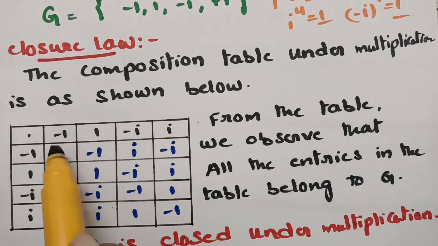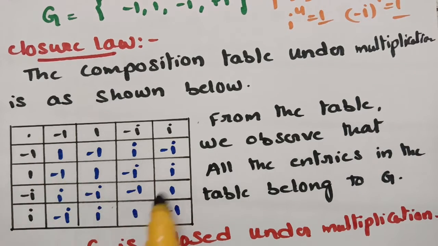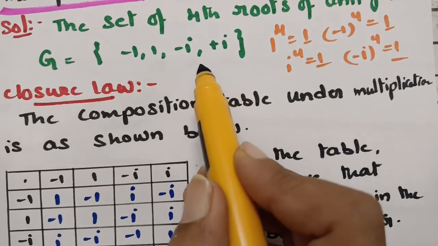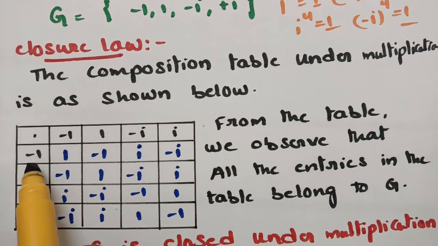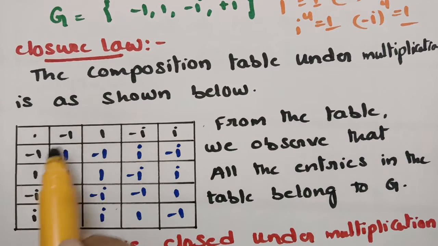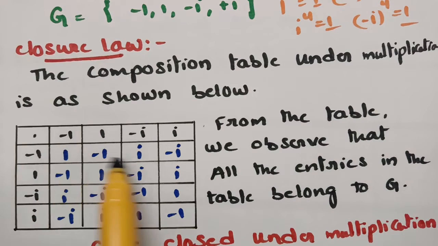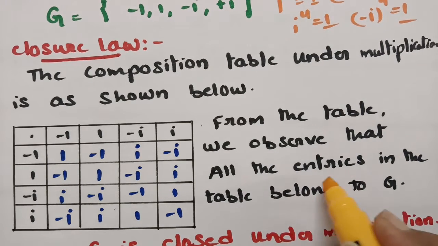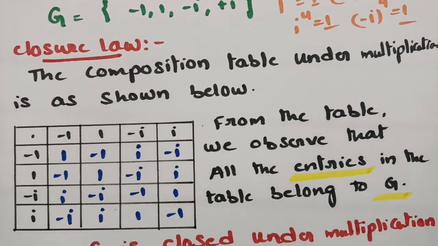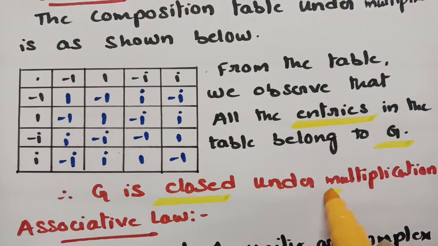So whenever I take two elements and multiply, the result I get is an element from the set G. So this is nothing but the closure law. What is the closure law? If you take one element A belongs to G, B belongs to G, implies A dot B belongs to G, then we say that G is closed. So each and every result is an element from the set G. If you observe the table, all the entries belong to G, and therefore we say that G is closed under multiplication.